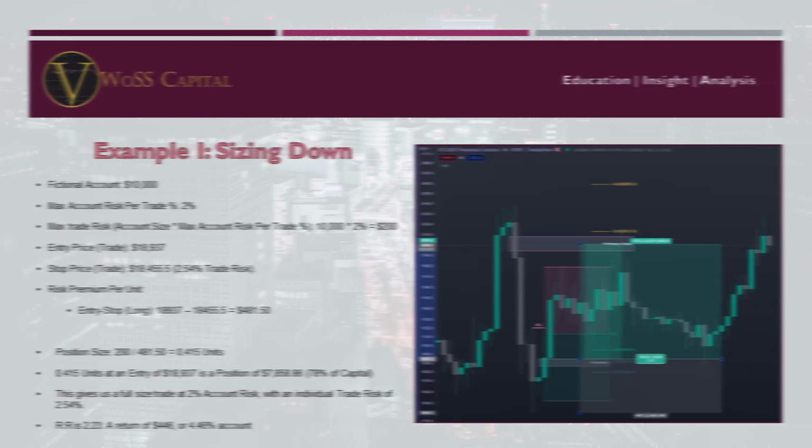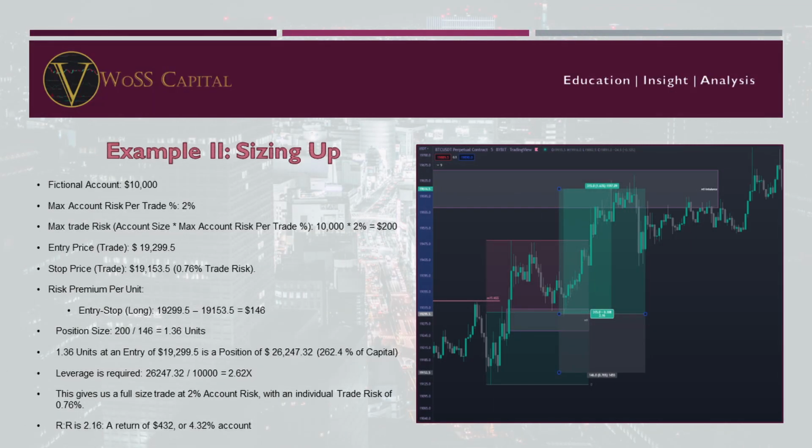Let's have a look at the second example then, which is an example of sizing up. In the last trade, the trade risk was larger than our max account risk per trade, but this one is smaller. So this is Bitcoin again, from a 5-minute chart this time, where these tend to be a little bit more prevalent. So the sizing up tends to be for lower time frame trades, either intraday or scalp. But again, the math stays the same.